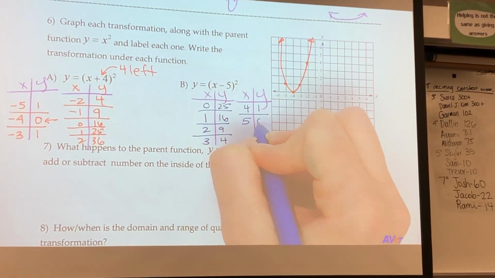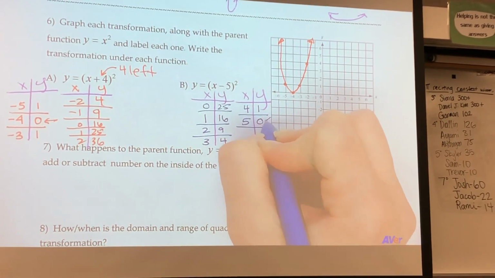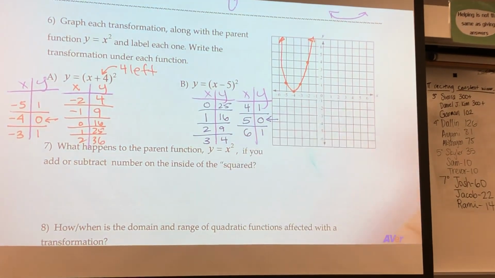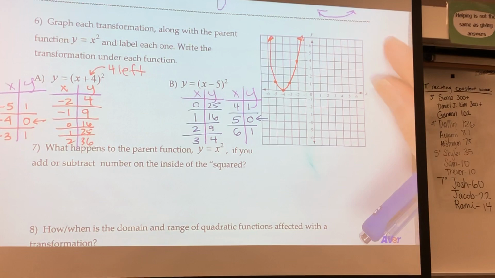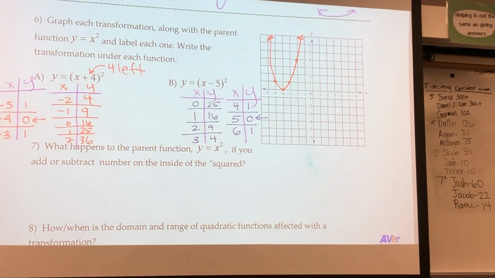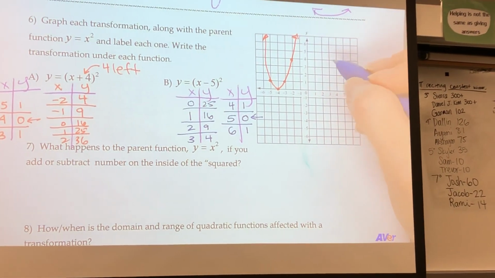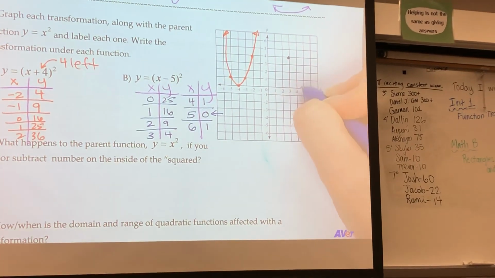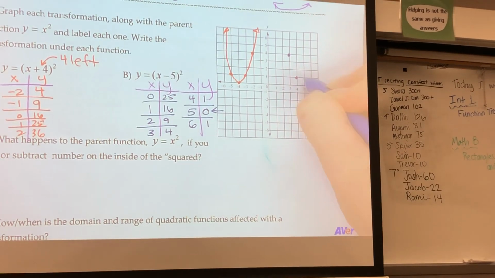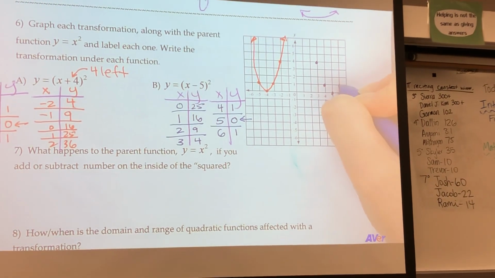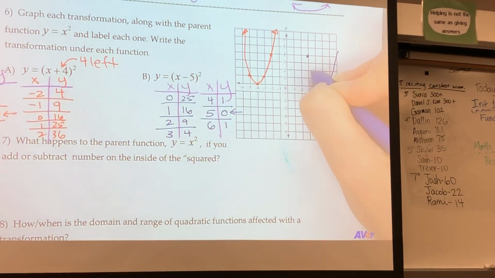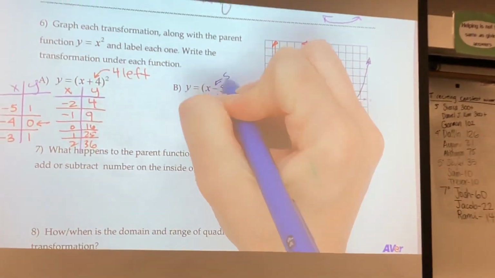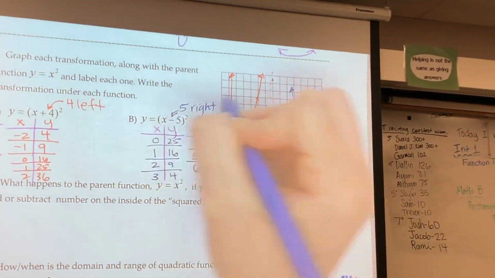5 minus 5 is 0. Oh, there's my 0. There is my vertex. And then just to check, 6, I go back to 1. So I can see it rebounded back up. So now again, I'm going to plot the ones I can plot. So let's start with 3, 4, 4, 1, 5, 0, 6, 1, and we can see that it did probably what I hope you predicted it would do, and that is 5 to the right.